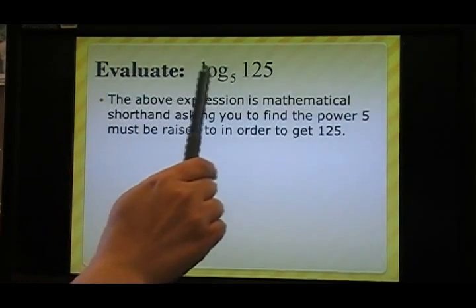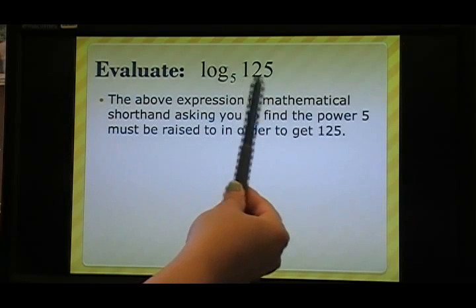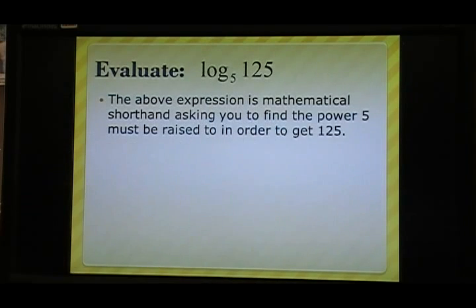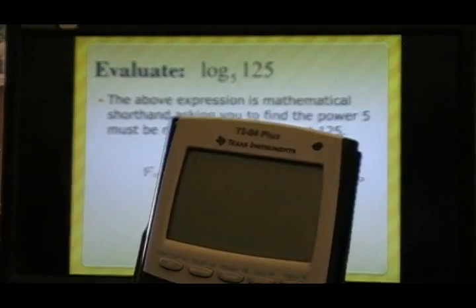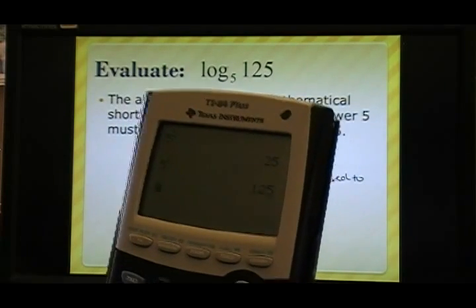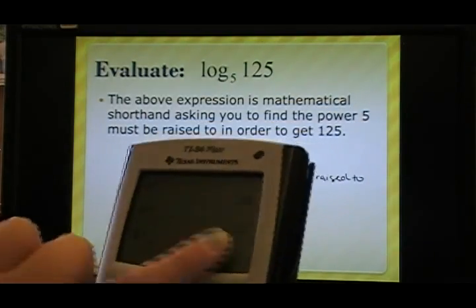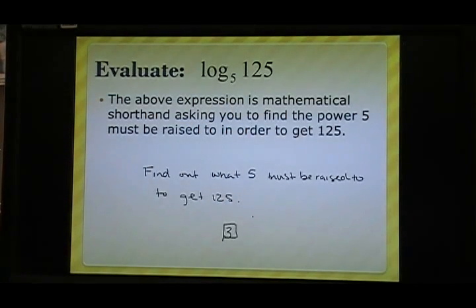So if I want you to evaluate log base 5 of 125, remember the log represents the power you raise the base to in order to get the argument. So to evaluate this log, you have to find out what 5 must be raised to get 125. And if you don't know that off the top of your head, then get out your calculator and start raising 5 to some powers. So if we do 5 squared, we get 25. If we do 5 to the third, we get 125. Oh, so it must be that if I take 5 and raise it to the third power, I'm going to get 125. Therefore, log base 5 of 125 is 3. Because 3 is what I have to raise 5 to get 125.